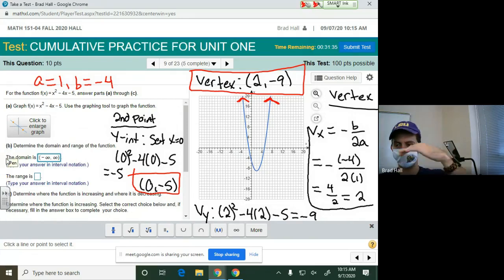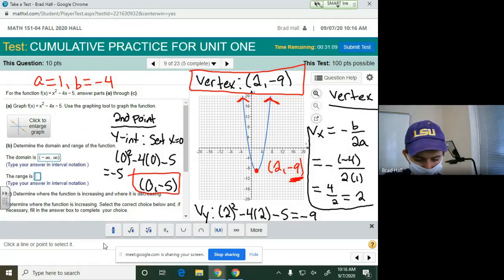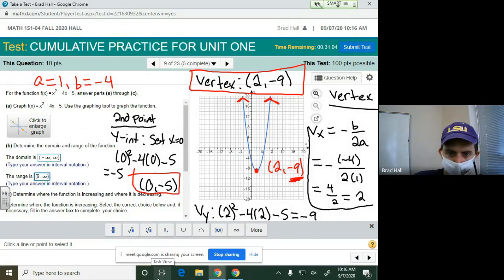For the range, what's the furthest down we can go? Seems to be right here, which happens to be the vertex, which was (2, -9). But we're looking for the range. The range only cares about y values. So naturally, we only look at the -9. So for the range, we include the -9, points included, and the highest up we can go is to infinity. That would be the domain and the range.